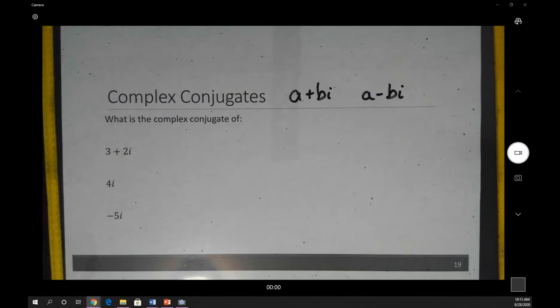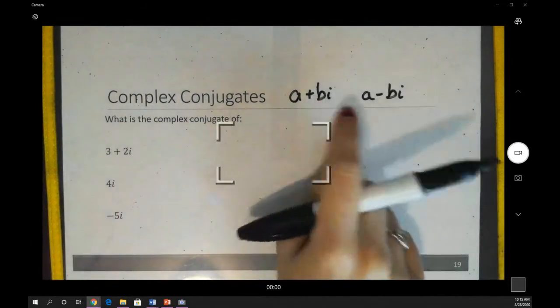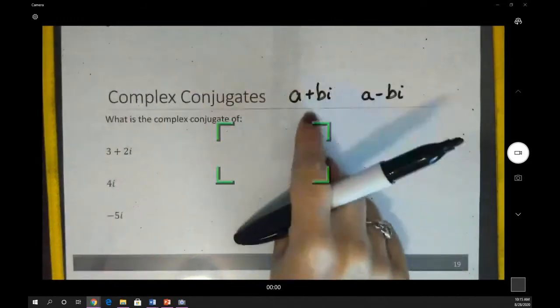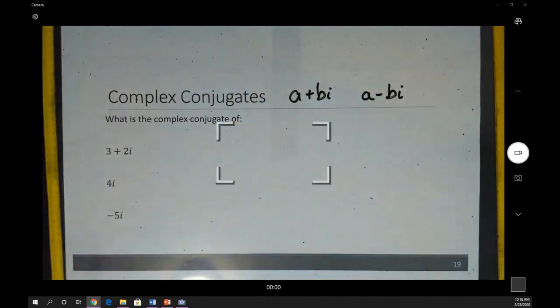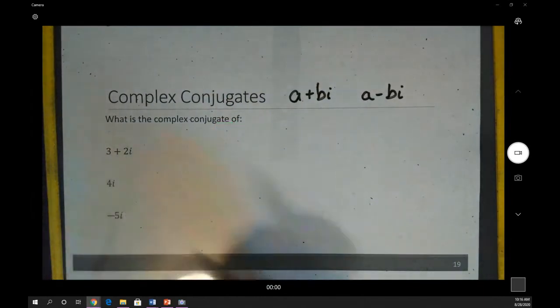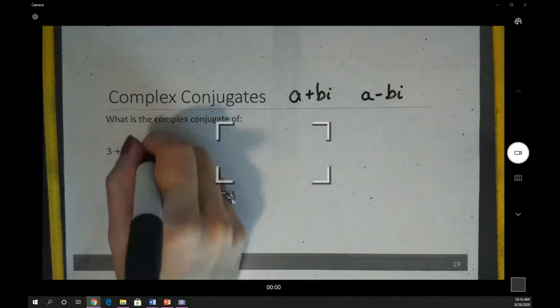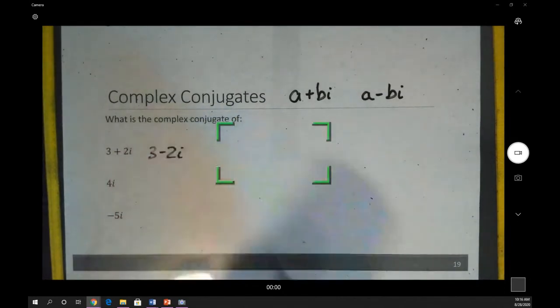So we're going to get some practice with just complex conjugates first. What it boils down to is change the sign on the term with the i. That's all there is to it. Don't overthink it. So if I want the complex conjugate of 3 plus 2i, change the sign on the i term, it's 3 minus 2i. That's it.